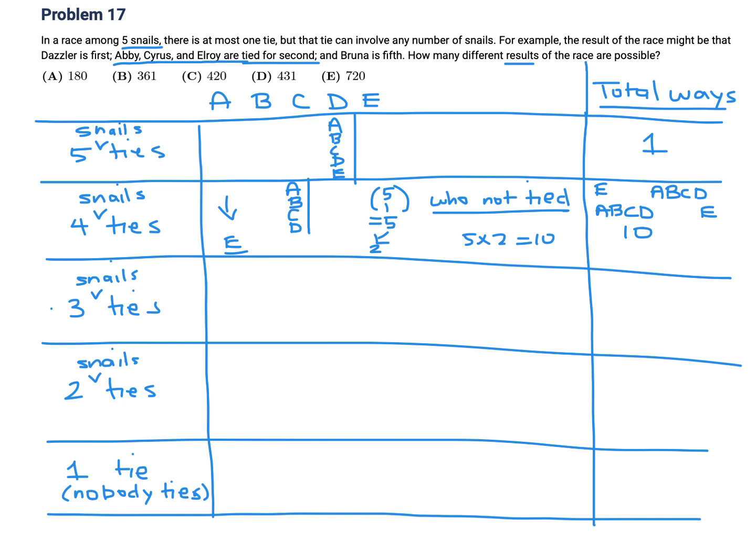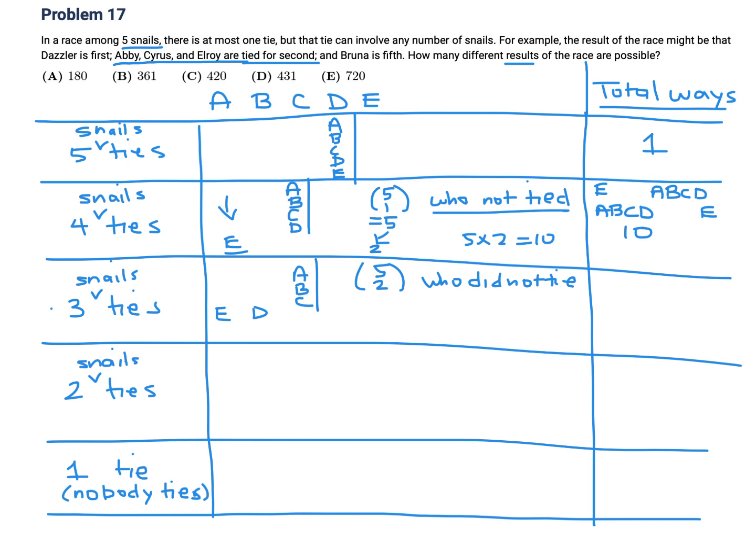3 snails tie. So for example, A, B, and C, they tie. They reach the finish line at the same time, and E came last, and D came second last, something like that. That's just an example. So similarly, to calculate it, from the 5 snails, you choose 2 who did not tie. So in our case, it would be E and D. And then we have to figure out how many different ways there are for that to happen. And I think it's 6.